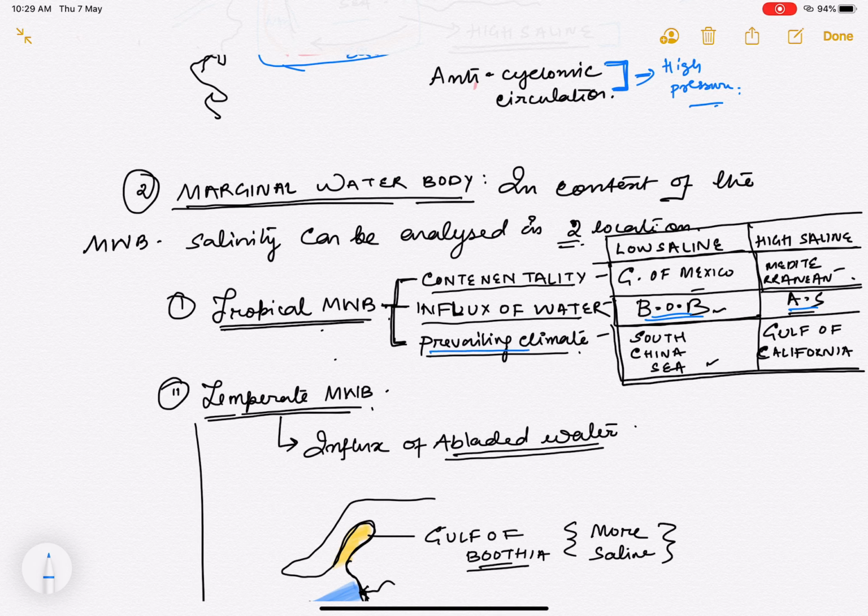Next, prevailing climate. The South China Sea is less saline than the Gulf of California. How? Because of the prevailing climate. The temperature of the Gulf of California is quite high when compared to the South China Sea. Hence, as a result of this, the Gulf of California region has higher salinity when compared to the South China Sea.